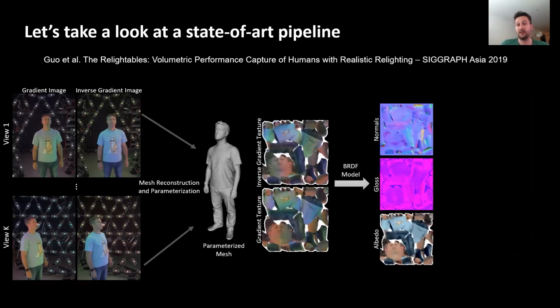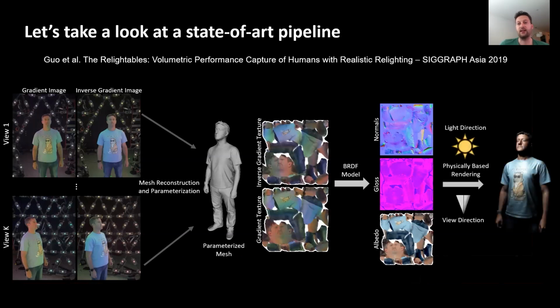Then if you assume a certain BRDF model, and perhaps you can rely on complementary illumination conditions, such as the ones we use for the Relightables, you can start inferring surface properties such as albedo, gloss maps, and surface normals. And finally, given a 3D model with reflectance properties, you can render it with any desired illumination condition and from any desired camera position. So what are the problems with these pipelines? There are actually a few.